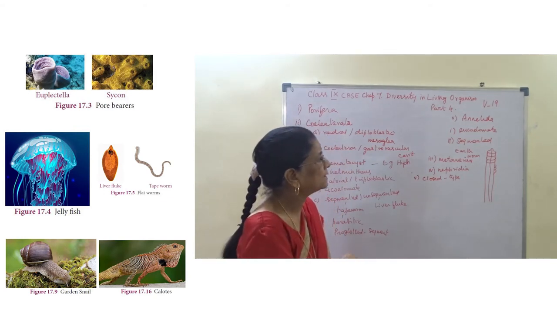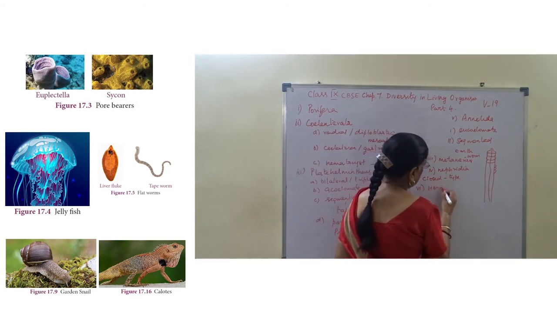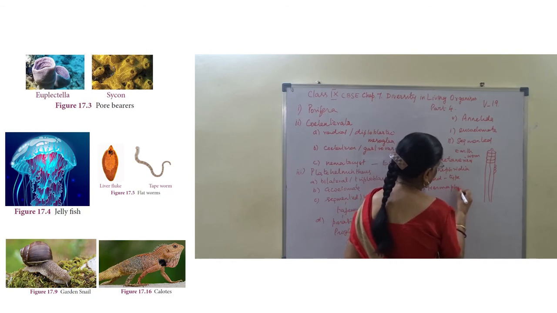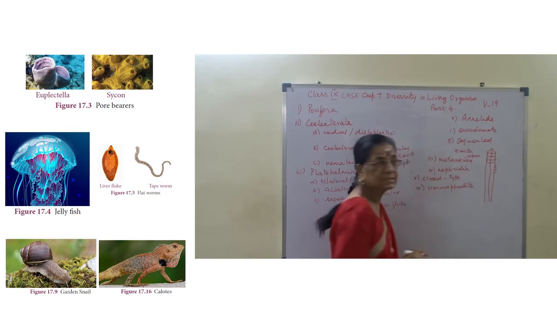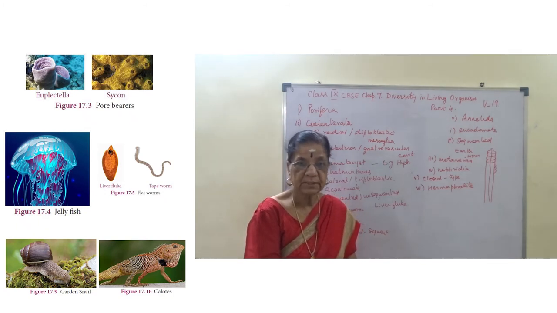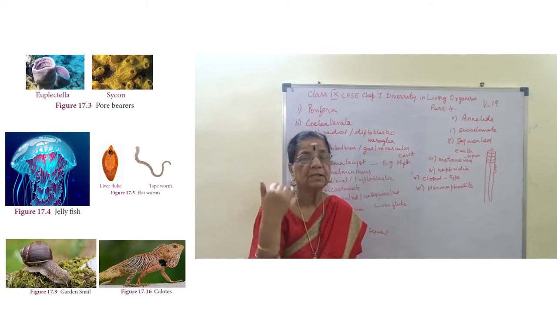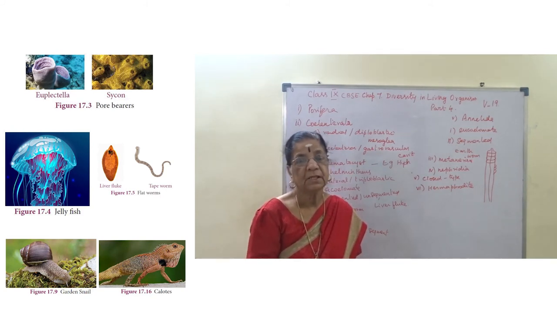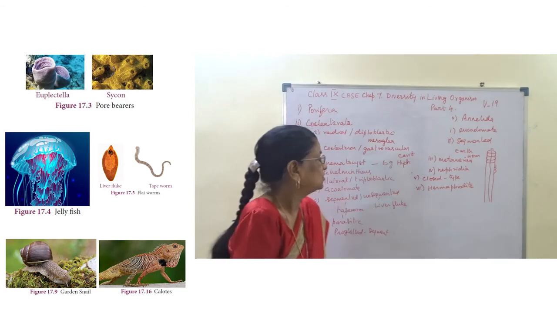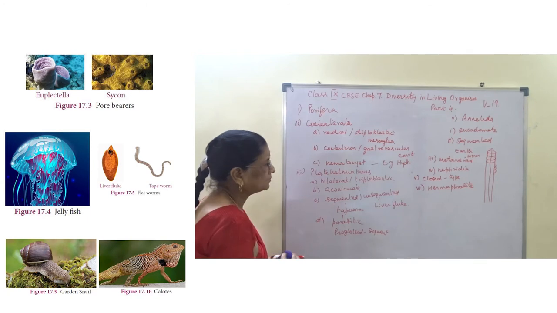And in phylum Annelida, earthworm, the animal is hermaphrodite. Both sex organs, testis and ovary, are present in the same animal. It shows sexual reproduction, but the male gonad will mature first, and then the female sex organ, the ovary, will mature next. So this is a hermaphrodite organism. I hope you understand this. These are the features of phylum Annelida.